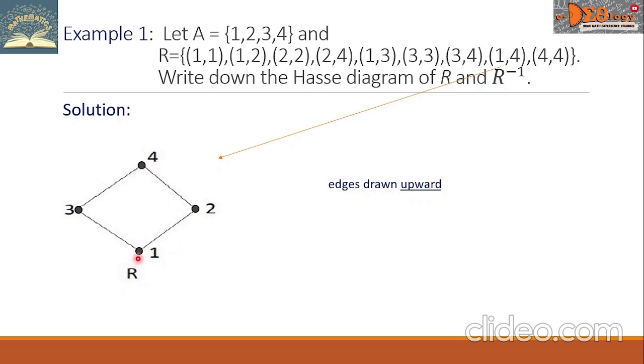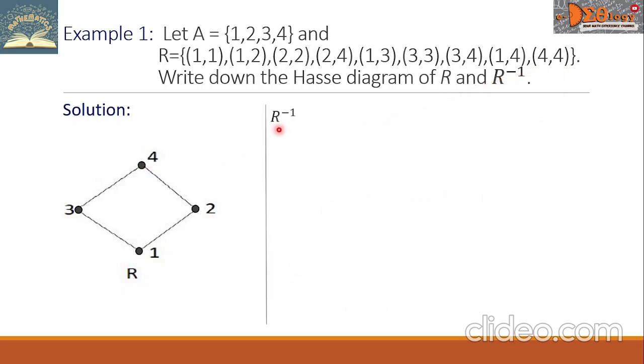It can be from 1 going to 2, then to 4, or 1 going to 3 and then to 4. So this would be enough. Then we have the (4,4). This dot 4 here is enough to represent the (4,4) ordered pair.